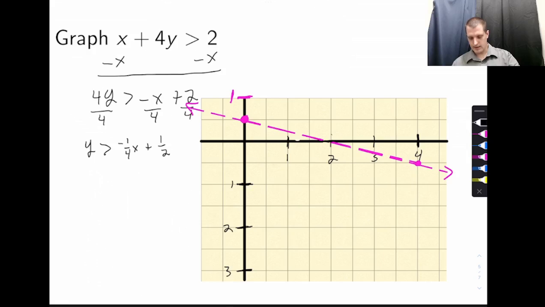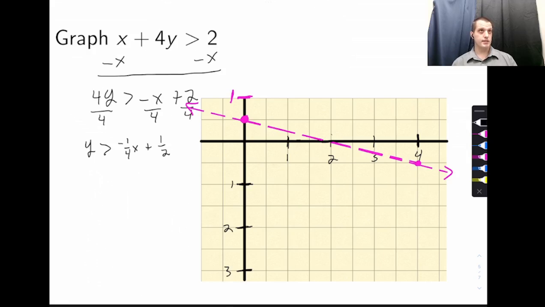Well, it is, but we're not including the actual line. Yeah, a little black there also. Okay, there we go. All right, so the next thing here is we need to shade. We need to either shade above the line or we need to shade below the line.